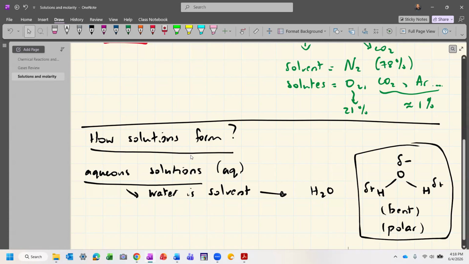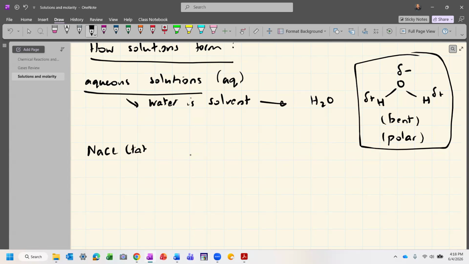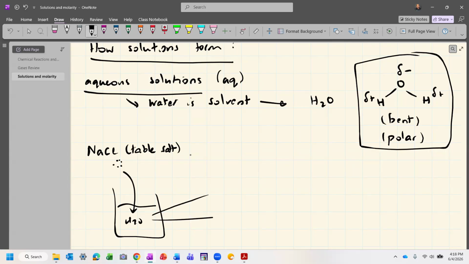And that's critical to how solutions form in the first place. So if I have some sodium chloride, regular old table salt, a pinch of table salt, and I add that to some water. Okay, we know from experience that it looks like the salt disappears, but how does it actually do that? Well, if I were to zoom in on a sample of this solution, what you would see is that the sodium chloride breaks apart into Na plus and Cl minus.